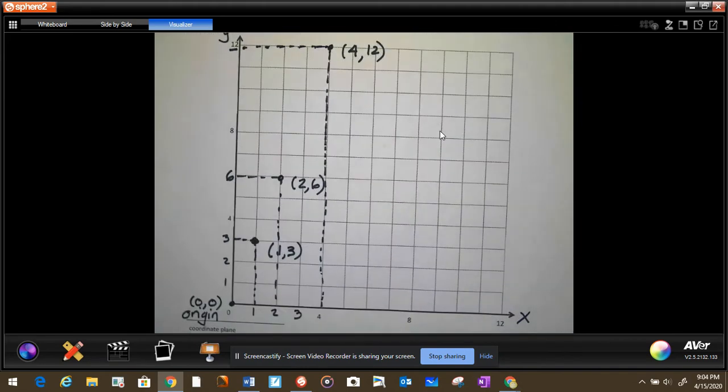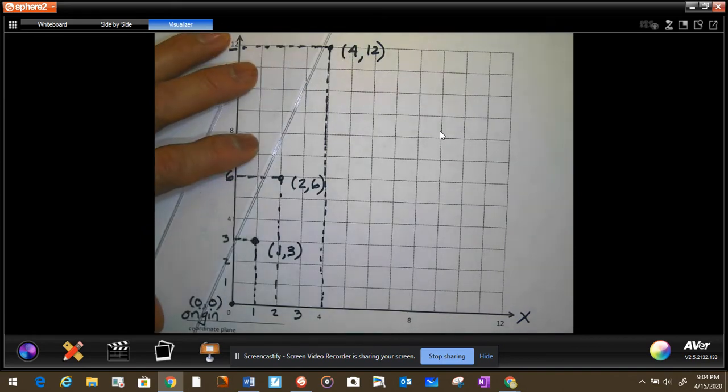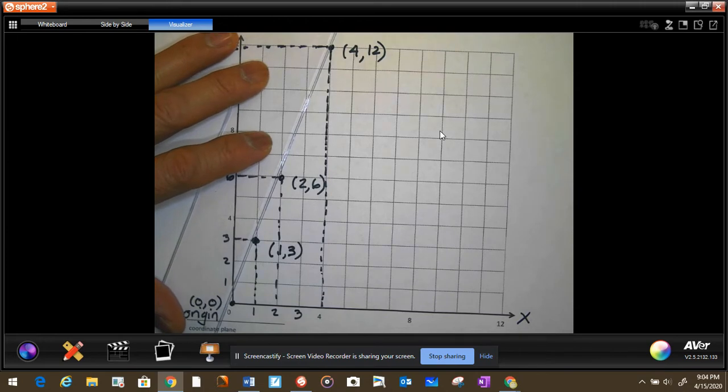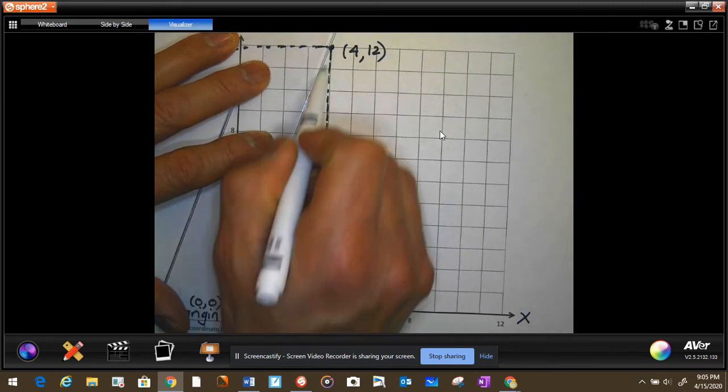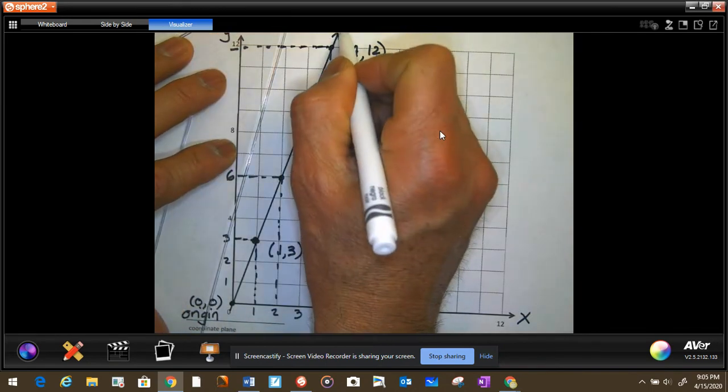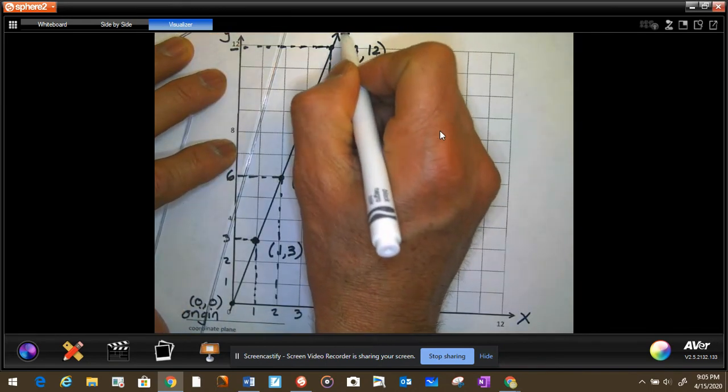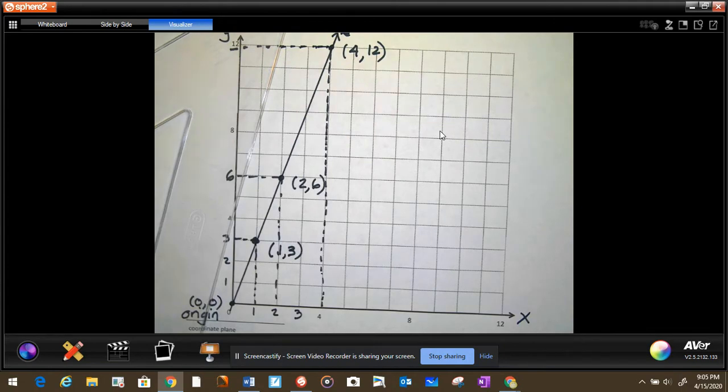Now, again, we're going to create the line. Let me get my ruler. So let's create the line L. And notice that L originates from the origin. And we're going to label this line L. Okay, so that will be the first line.